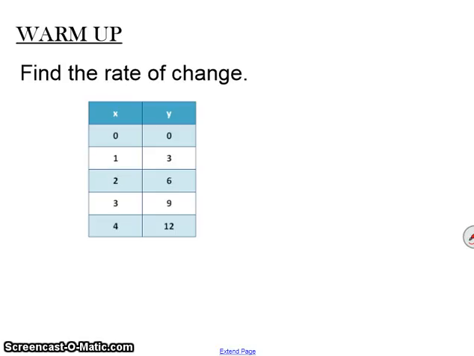Your warm-up says find the rate of change. So in order for me to find the rate of change, the first thing I need to do is find those patterns. But remember in my tables, anytime that I have a 0, 0, that's where I'm starting off, so I never want to start there. So I find my points here, and I want to find my pattern. So go ahead and pause your video so that you can do your warm-up.